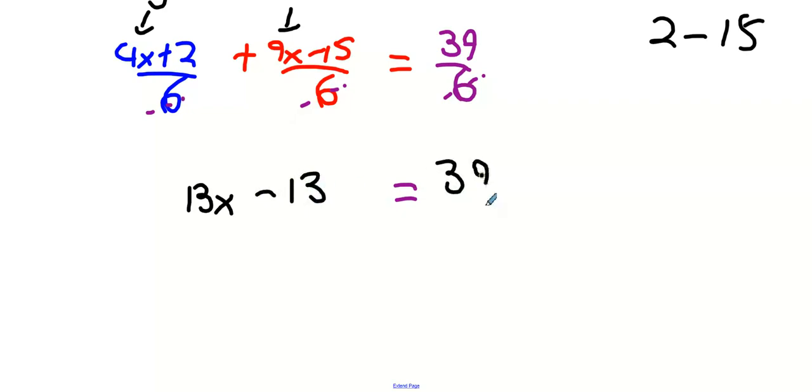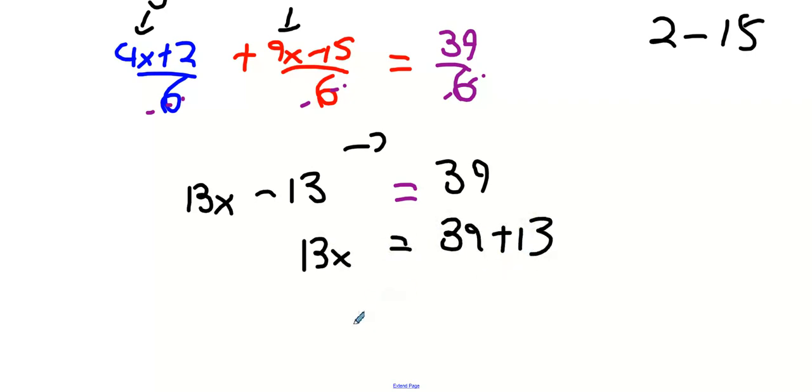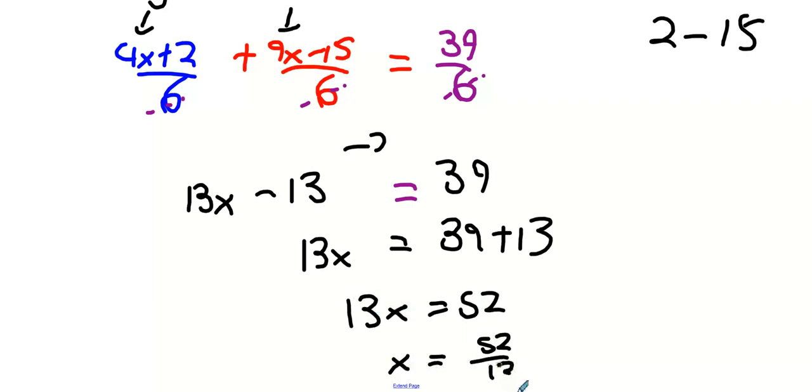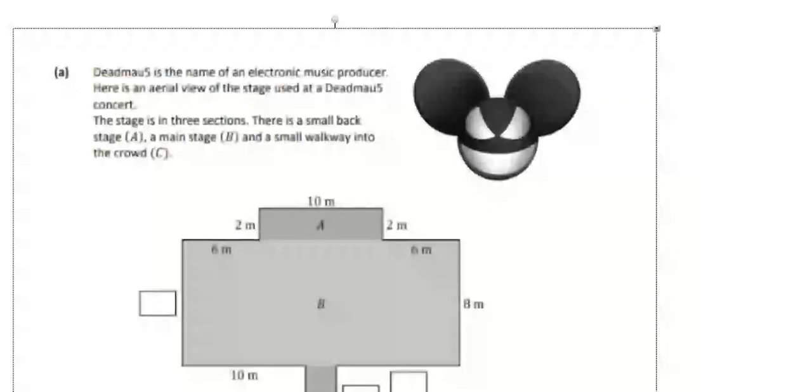Now, what do you do next, guys? Yeah. Bring the minus 13 over and turn it to a plus 13. Then you're going to get 13x equals 52. Then you're going to get x equals 52 over 13. x equals 4. Okay.